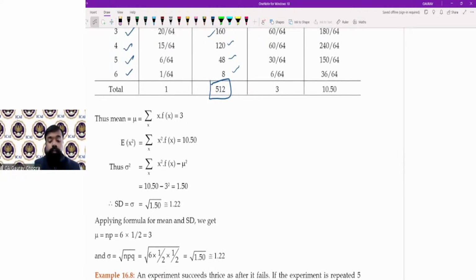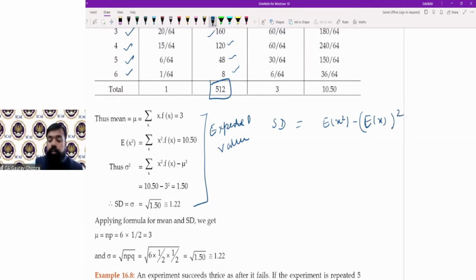Then mean and SD we have already calculated using the shortcut method. And here you are given the formula which we use in the expected value concept. In expected value also, we have computed standard deviation. The formula was expected value of x square minus expected value of x whole square, and then square root. This was the formula for standard deviation.